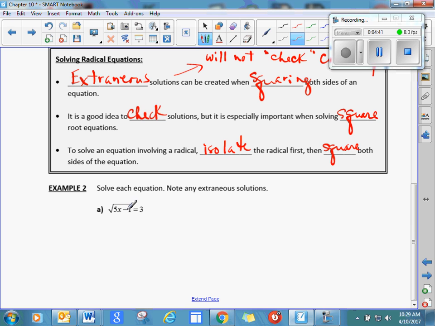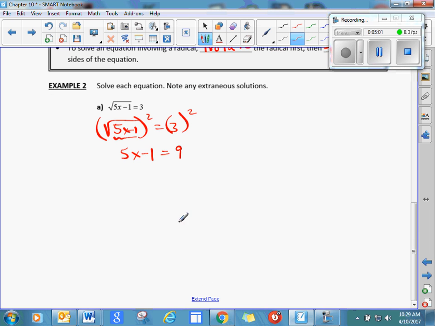So the radical sign is alone. That's good. So now I am just going to square both sides. Whatever's inside this radical sign, when you square it, it just comes out, just like it is. Looks just like that. Now I'm solving for x, so I'm going to add 1 to both sides. I'm going to get 5x is equal to 10. I'm going to divide both sides, and I'm going to get x is equal to 2, I think.